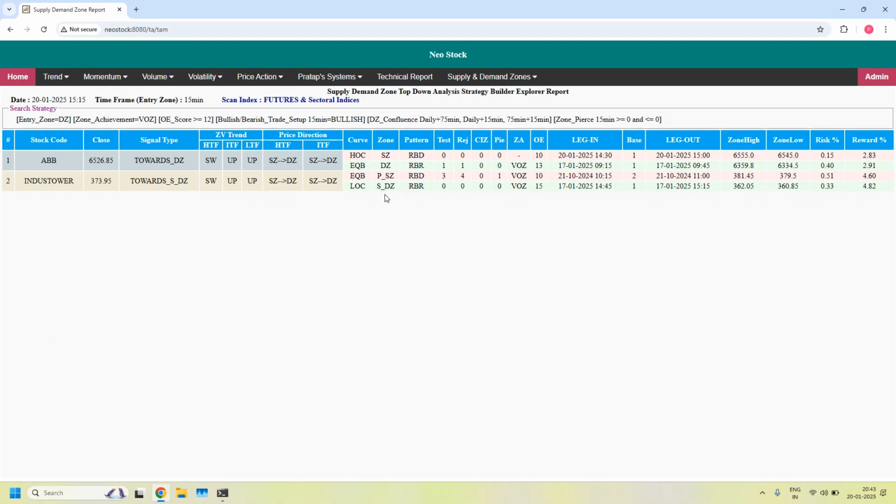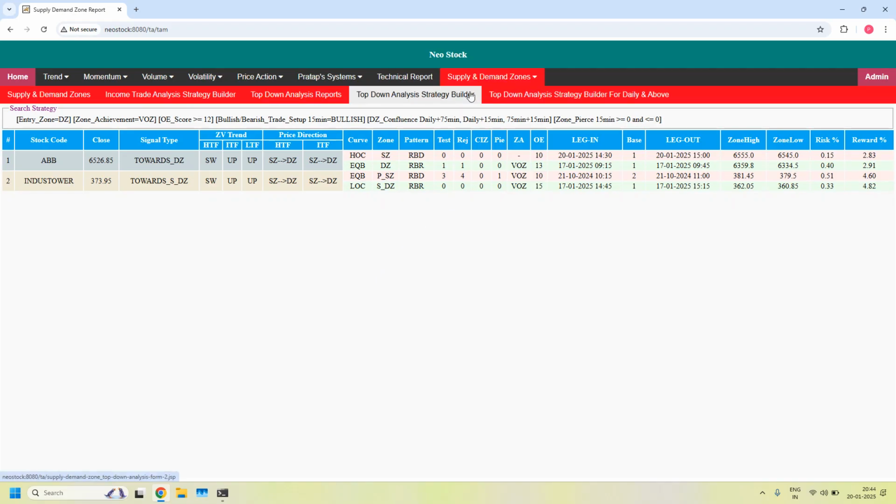In both these stocks, these 15 minutes demand zones are part of the 75 minutes demand zone, both together again part of the daily demand zone. But the daily trend is sideways, so no need to check for EMA confluence because it does not give any extra advantage. Sideways HTF trend. Okay, this is about bullish trade setup for daily income trade.